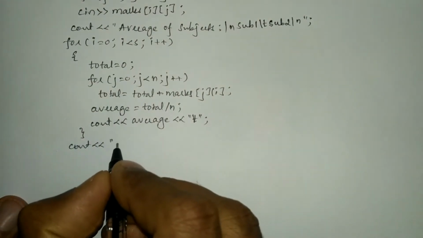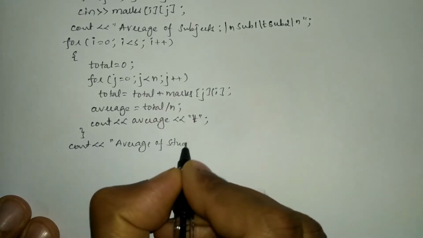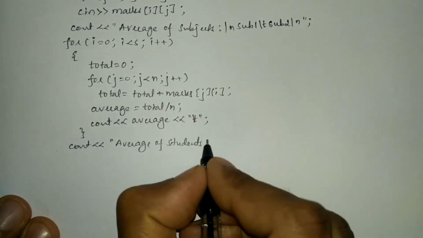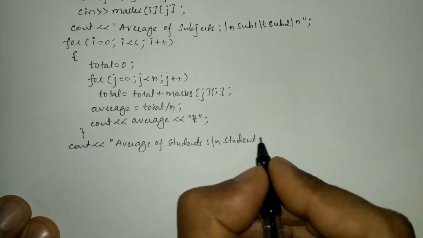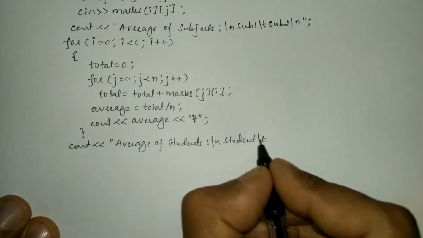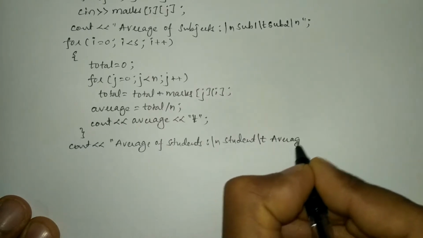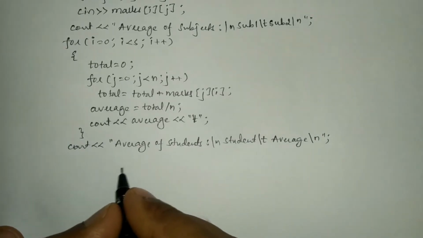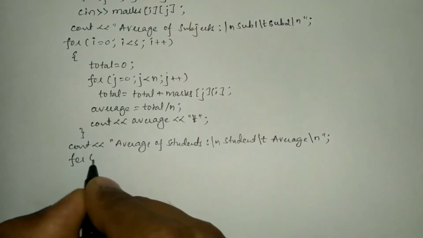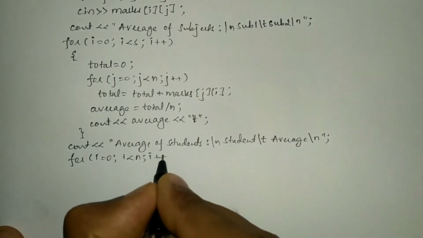In a double quotation mark I'm going to write average of students backward slash n. Here I'm going to write student backward slash t, so it is going to provide a tab space. Then I'll write average backward slash n and the double quotation mark and put semicolon. Now I'm going to use iterative statement for i is equal to 0, i is less than n, and i plus plus.